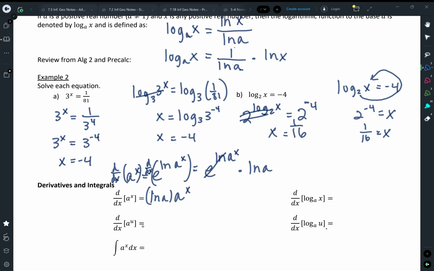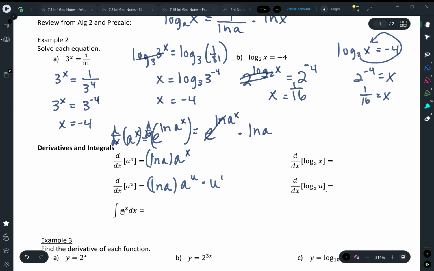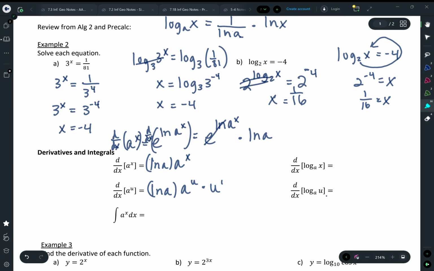If I had a derivative of a to the u power, it's almost the same. Natural log a times a to the u, and then I have to remember my u prime. So that's just my chain rule version. And working backwards, if I want to integrate a to the x power, well, when I take a derivative, I'm multiplying by that natural log a. So if I'm taking an integral, I'm dividing by it. So it's going to be 1 over natural log a times a to the x power plus c.